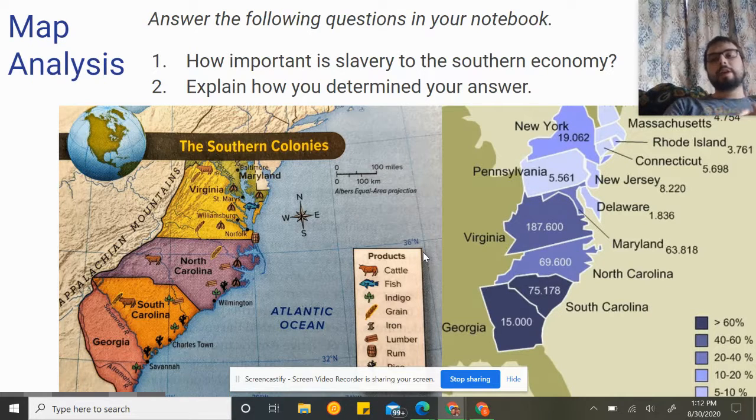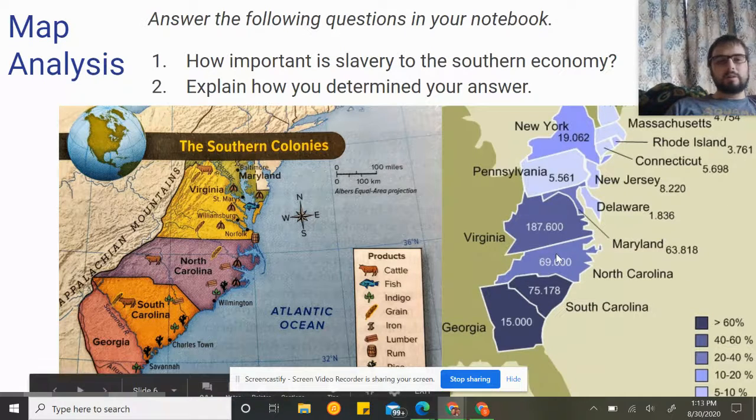And then explain how you determined that answer. Tell me what you saw in the maps that made you say, yes, it's super important, or no, it's not important, or something in between. Make sure you explain what on the economic map and on the slavery map helped you answer this question. All right, once again, like I did with the middle colonies, we'll go over this at the very end of the video if you're completely confused. All right, let's go ahead and move on.